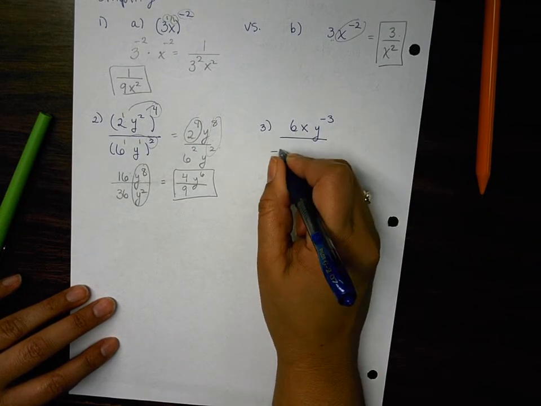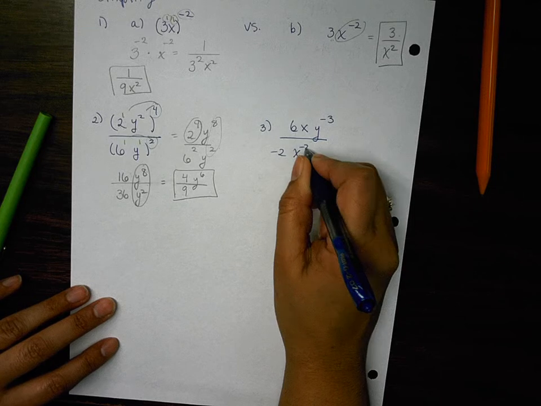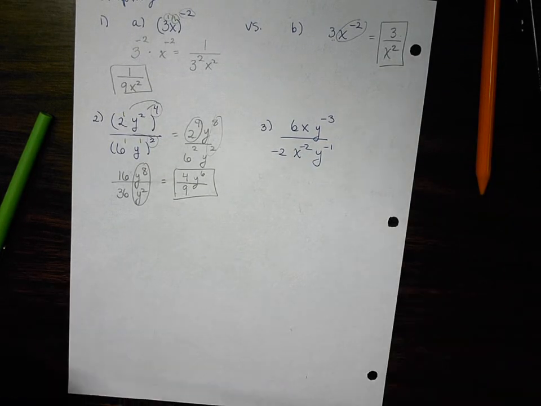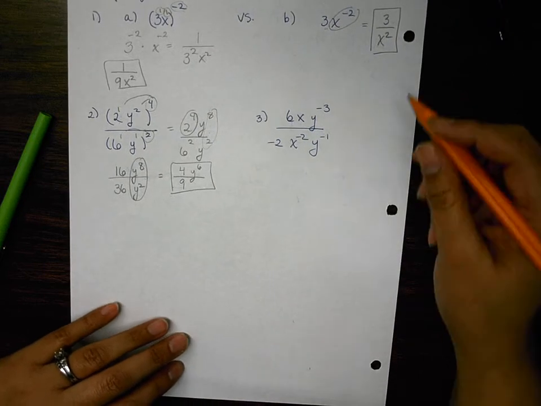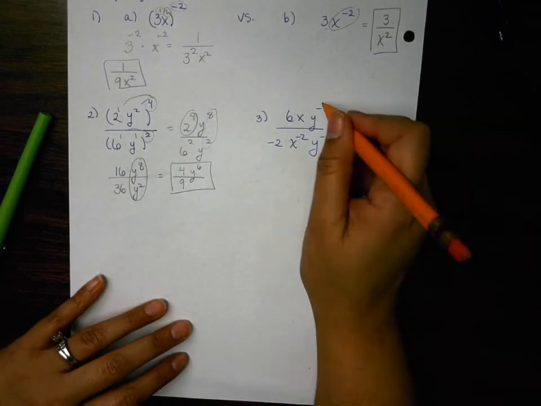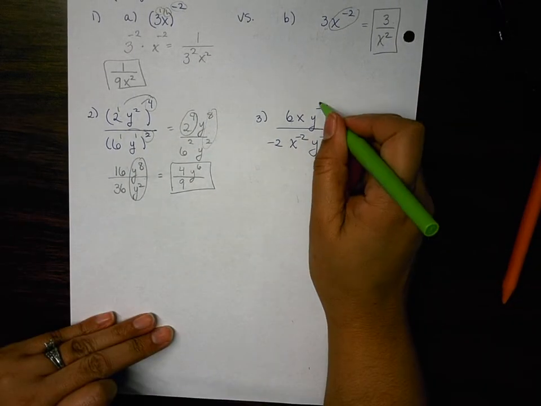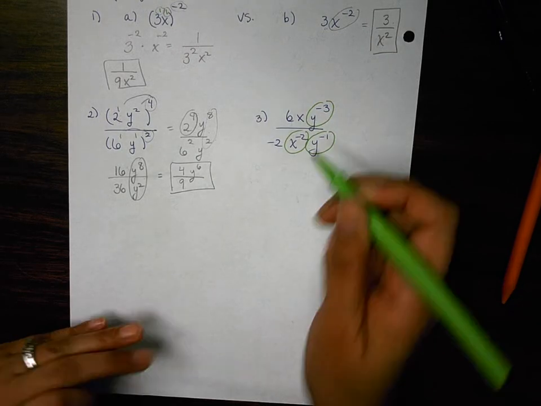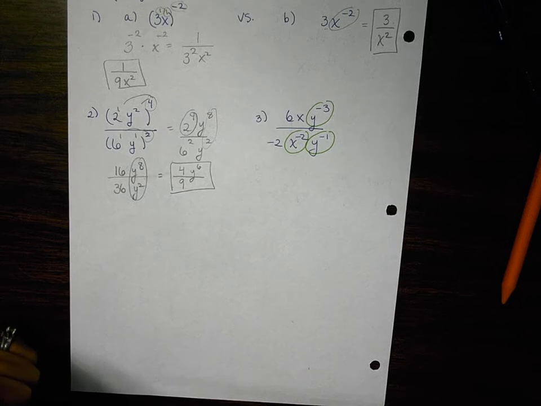6x y negative 3 over negative 2 x to the negative 2 y to the negative 1 is correct. Now, at least in this class I haven't gone over it with you, but you may have learned or talked about this in last year's math class, in Math 1. Negative exponents move to the bottom. Do you guys agree this is going to move to the bottom? What happens when they're already at the bottom? Where do they move to?